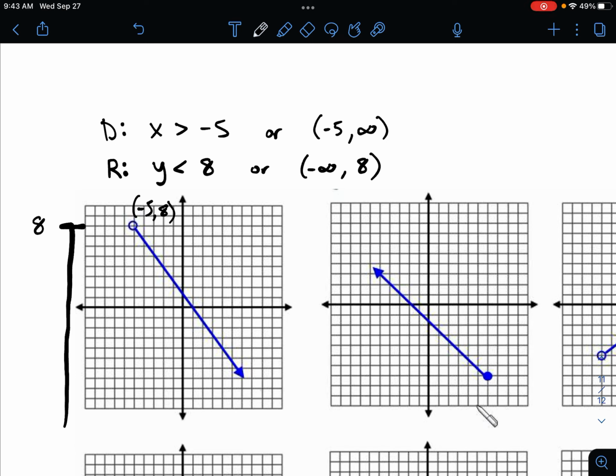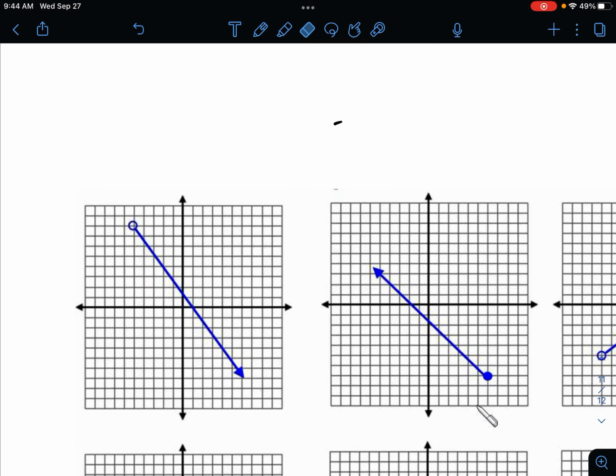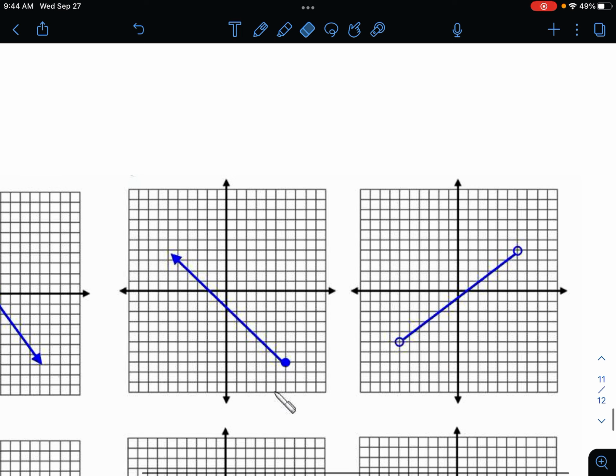Again, for y values, you're thinking up and down. How far down does the graph go and how far up does the graph go? And then for your domain, you're thinking left and right. How far left does the graph go and how far right does the graph go? I'm going to have to unfortunately erase these answers, so hopefully you wrote these down and you're keeping track.